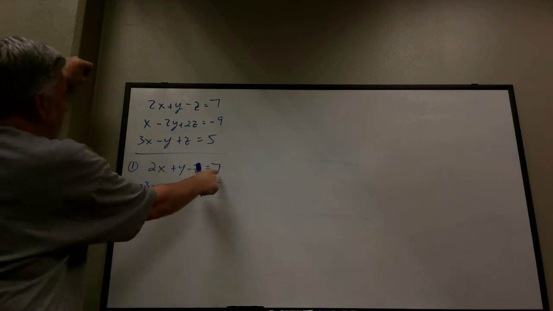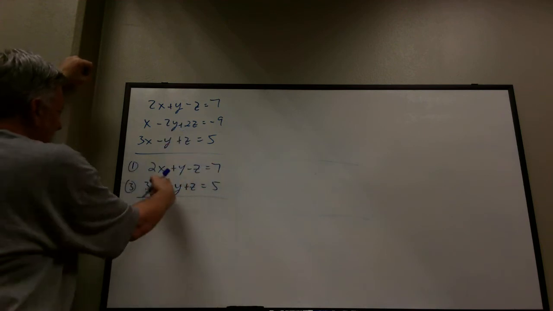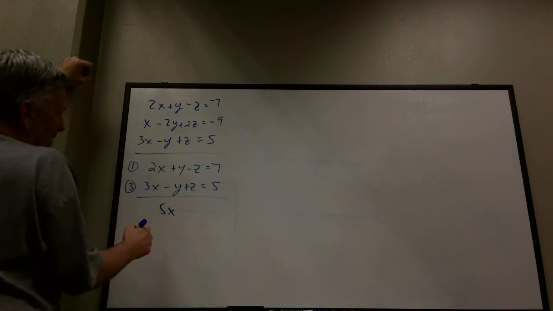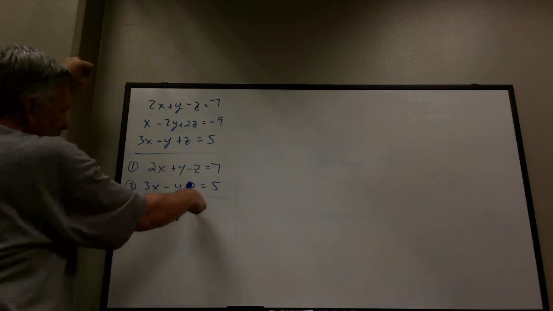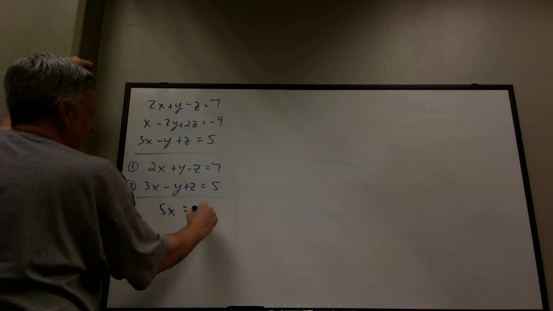Equation 1 and equation 3. So if I add, I get 5x. Now look what happened here. I got a 0 and a 0. The y's and the z's dropped out. I got 5x is 12.